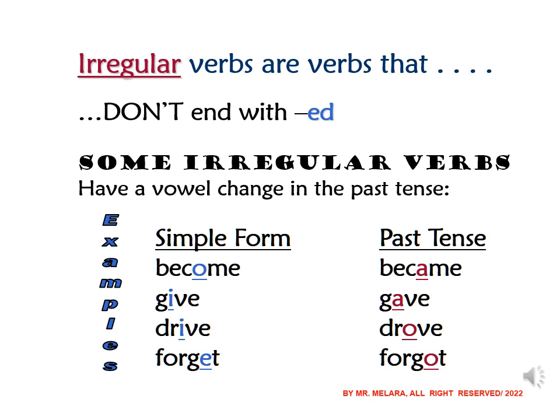Some irregular verbs have a vowel change in the past tense. For example, simple form become changes to became, give, gave, draw, drew, forget, forgot.